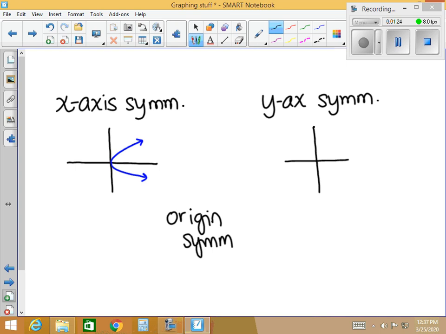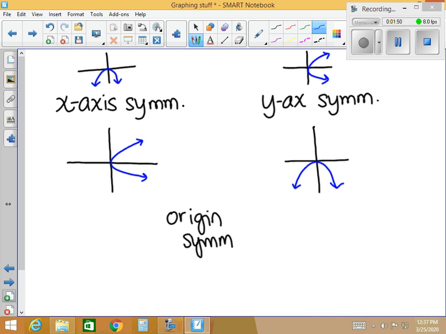A function like, let's sneak a teeny one up here, that parabola would not. If I folded my paper top and bottom on the x-axis, the top would not match the bottom. Let's look at the same two functions, but I'm going to draw this guy up here and this one down here.